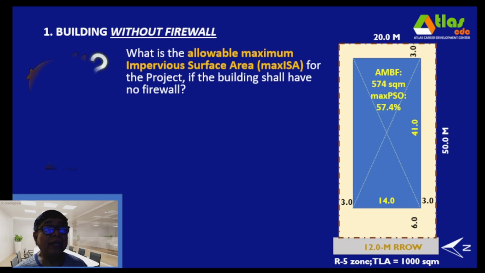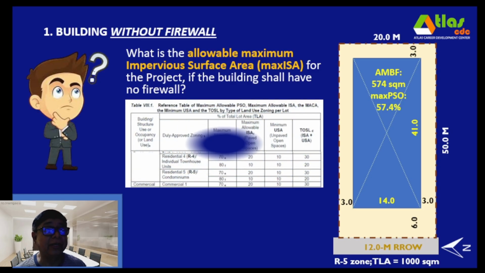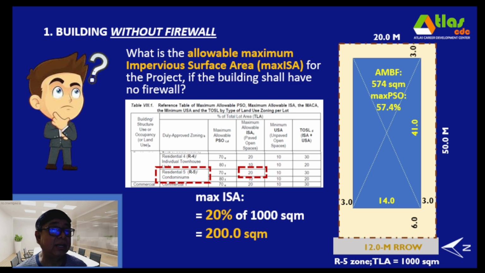And then, we go now to the allowable maximum impervious surface area or maximum ISA for the project if the building shall have no firewall. Again, our reference is table 8.1. So we just look at this value without firewall is 20% of the TLA. So that will give you 200 square meters for your maximum impervious surface area.